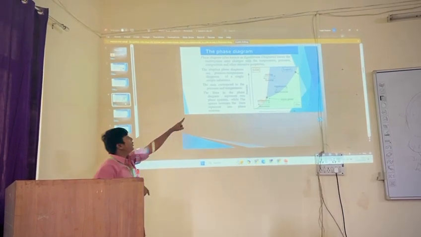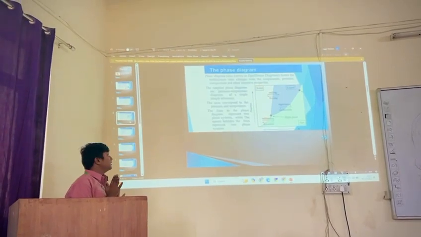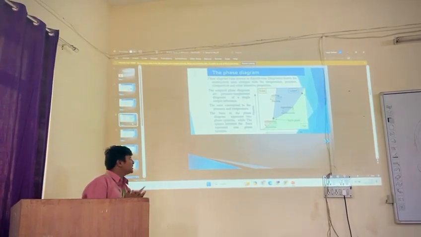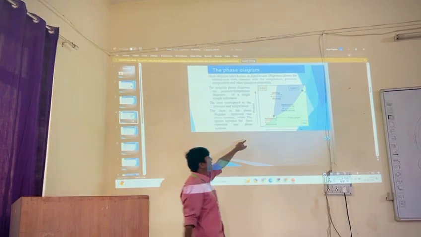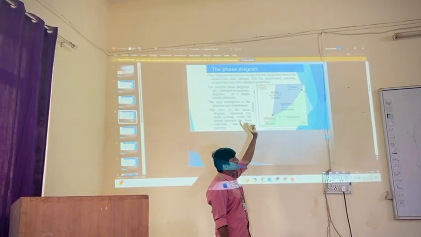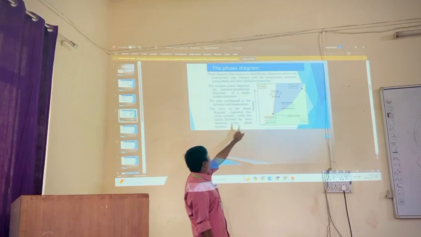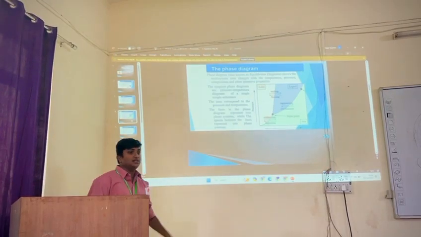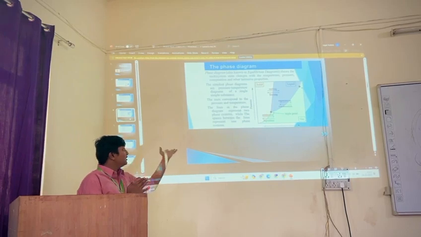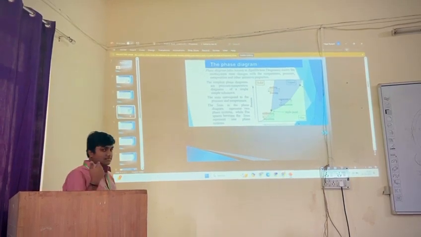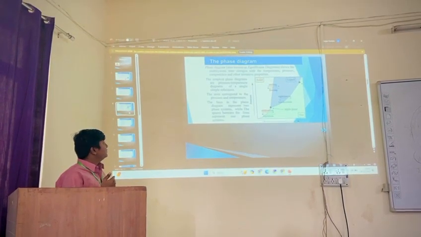The axes correspond to pressure and temperature. The lines in the phase diagram represent a two-phase system, and the space between the lines is known as a one-phase system.